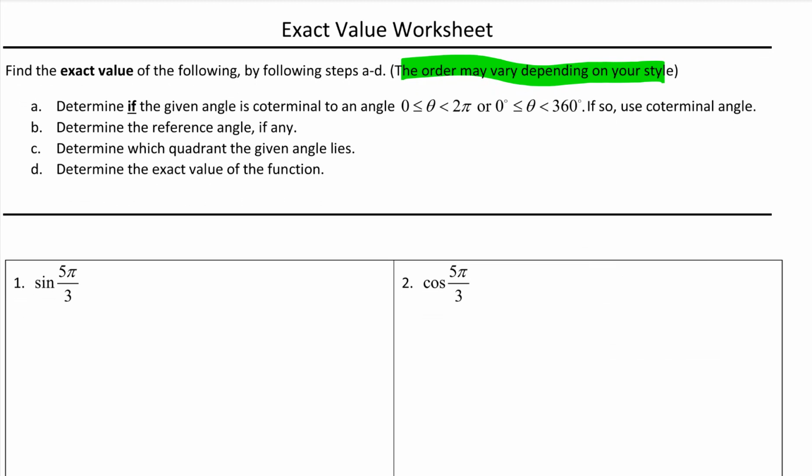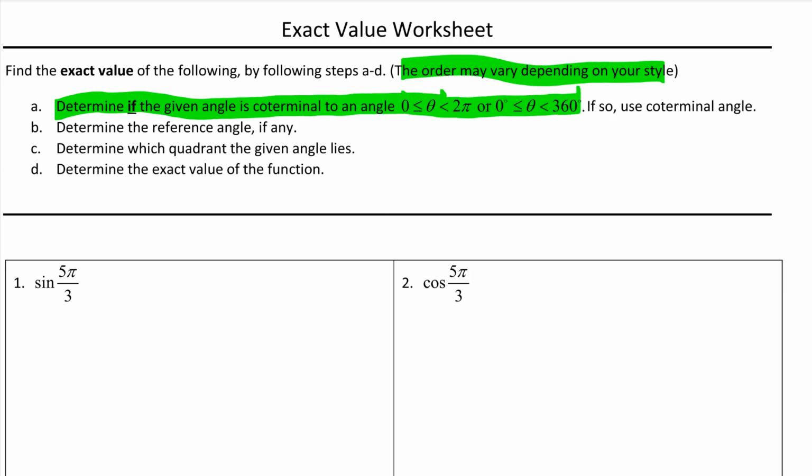So we got these steps. First thing, just like with the reference angle worksheet, we want to first look and see if it's coterminal to an angle. If it's bigger than 360 or smaller than 0 degrees, get it between 0 and 360 by adding or subtracting 360. Or if it's smaller than 0 radians or bigger than 2 pi radians, add or subtract 2 pi radians and get it somewhere where we can look at it in smaller terms. So like our first couple problems, part A does not apply.